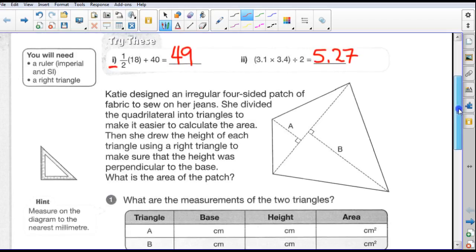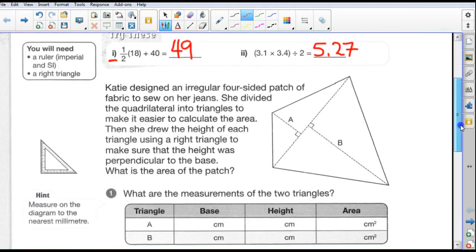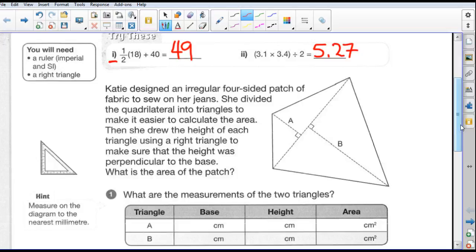Okay, so to do this 4.8, you're going to need a ruler, probably some paper, and a right triangle. So let's do this example here. Katie designed an irregular 4-sided patch of fabric to sew on her jeans. She divided the quadrilateral, quad meaning 4, into triangles to make it easier to calculate the area. Then she drew the height of each triangle using a right triangle to make sure that the height was perpendicular to the base. We need to know what the word perpendicular means. That means 90 degrees to the base. What is the area of the patch?